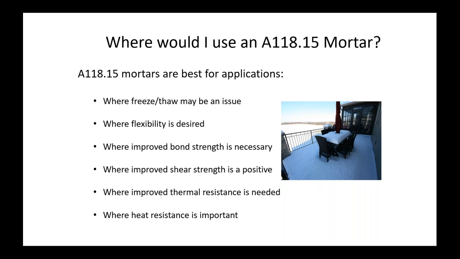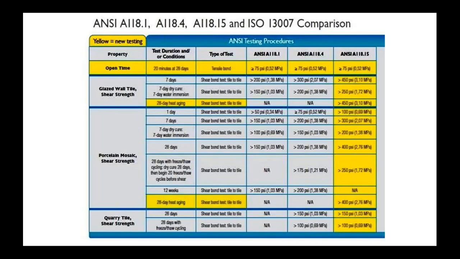I'm going to show you what the standard kind of looks like. What you see here is 118.15 in the right column. All these yellow tests are all new tests. That's why the heat aging one you see here is the 28-day heat aging and shear bond test, not available for 118.1 or 118.4. It is available for the 118.15. I apologize, it's 450 PSI.